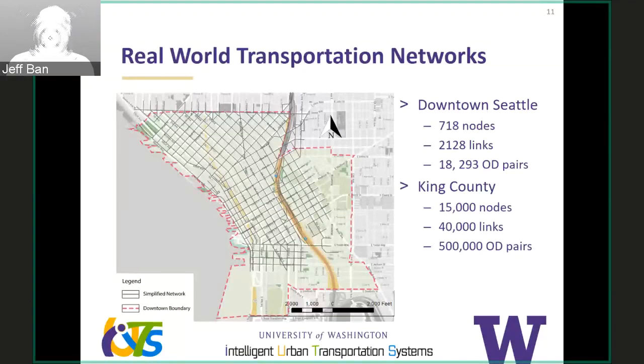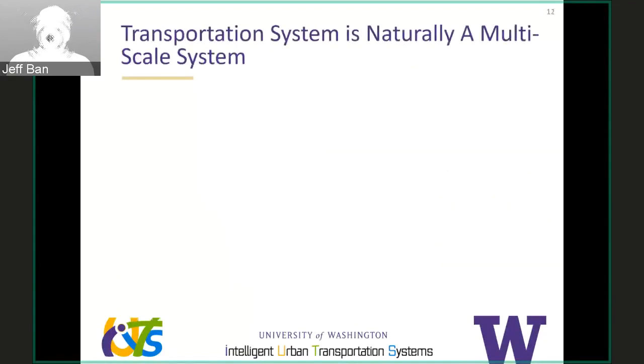So that's why people started to look at macro-level control. As a matter of fact, if you look at transportation systems, it's a multi-scale system, right?